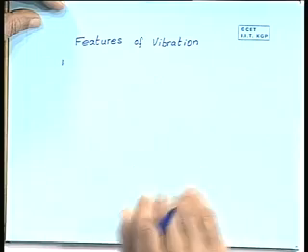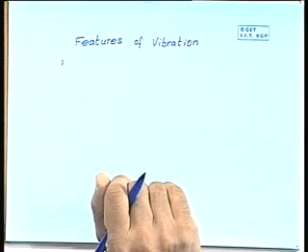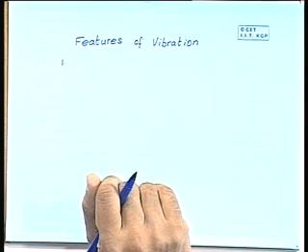So after deriving that simple expression for a single degree of freedom system of vibration, we try to see the response, which is x of t is equal to x0 cos pt plus x0 dot by p sin pt. Now what are the features we see from here? Those features we can list in this fashion.